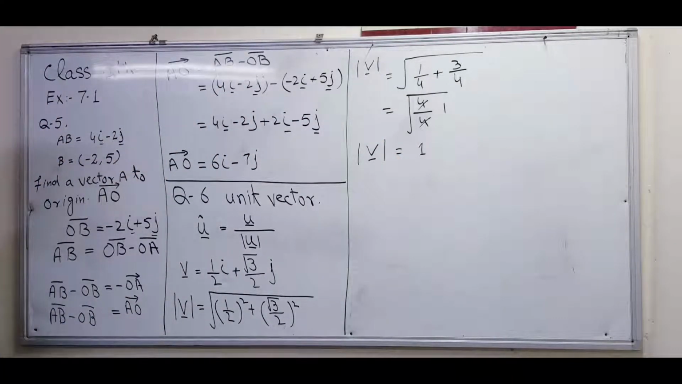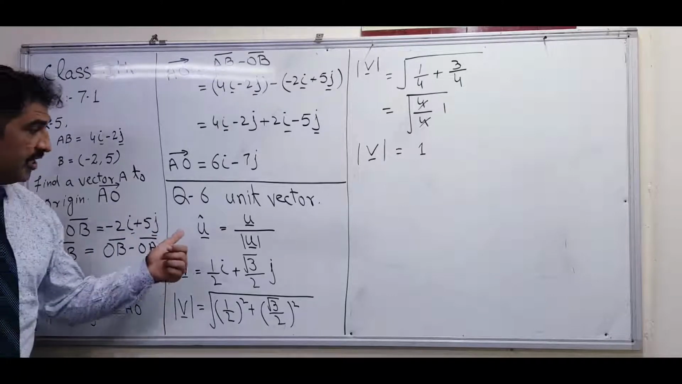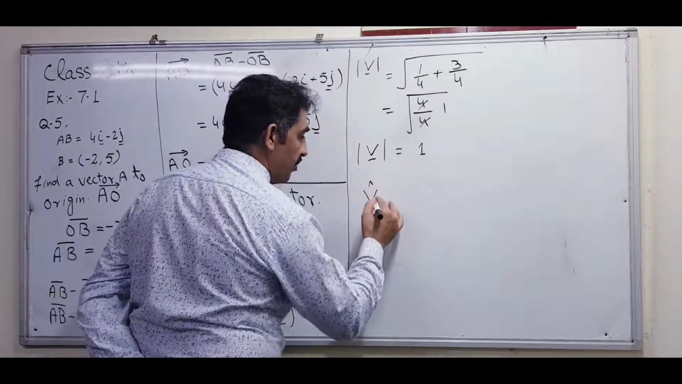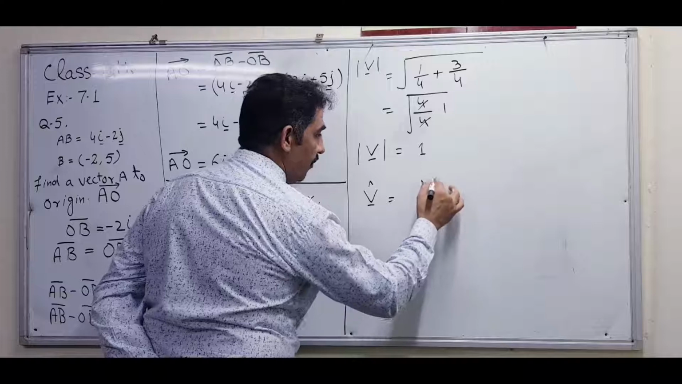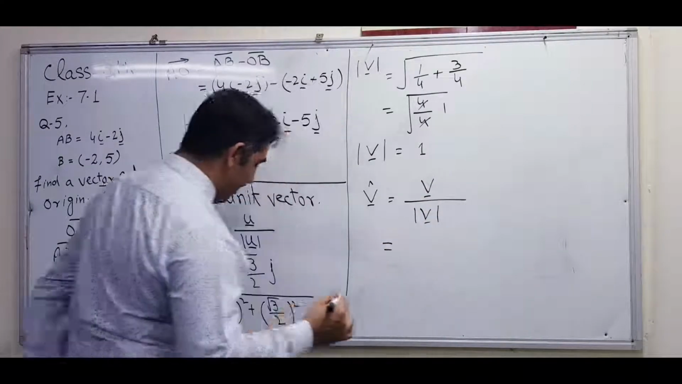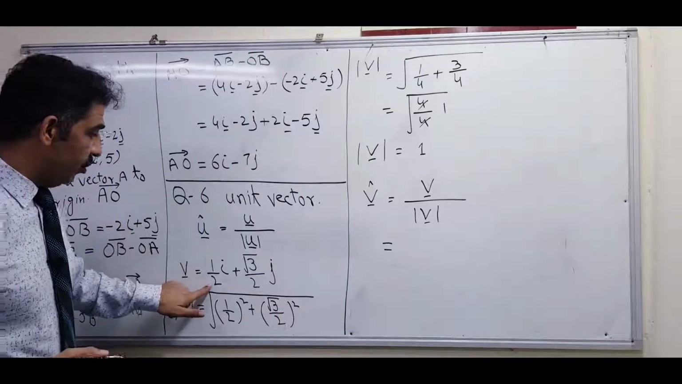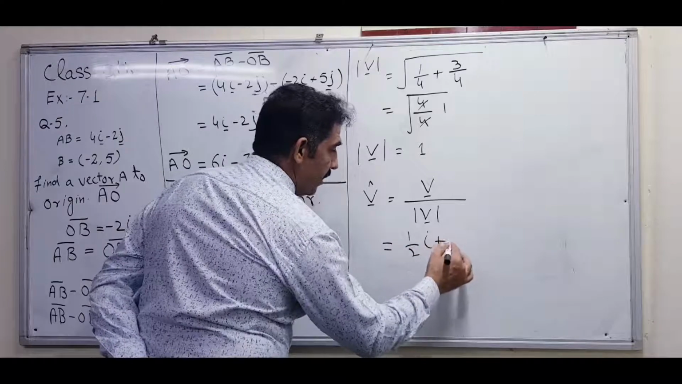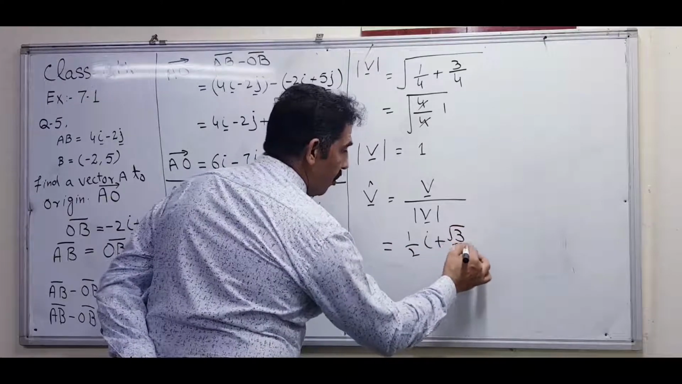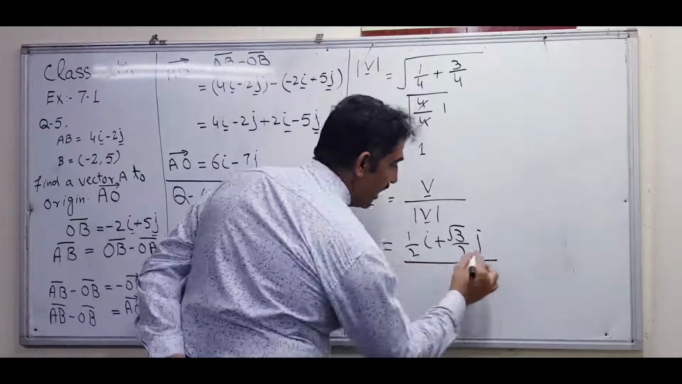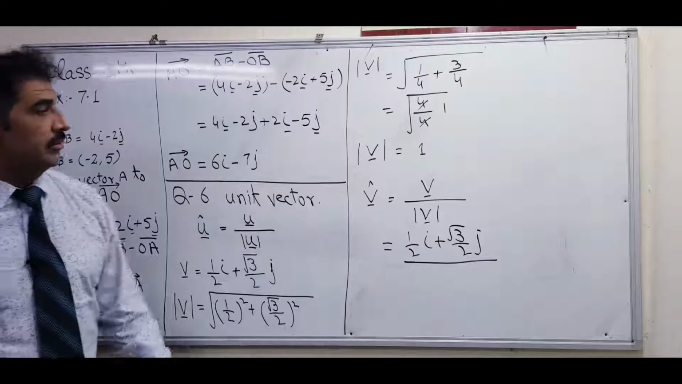After that, we have to put these values in the formula of a unit vector. What is the unit vector formula? According to the formula, the unit vector of V is equal to vector V divided by the magnitude of V. So what is vector V? 1 over 2 i plus root 3 over 2 j, divided by its magnitude. What is its magnitude? 1.